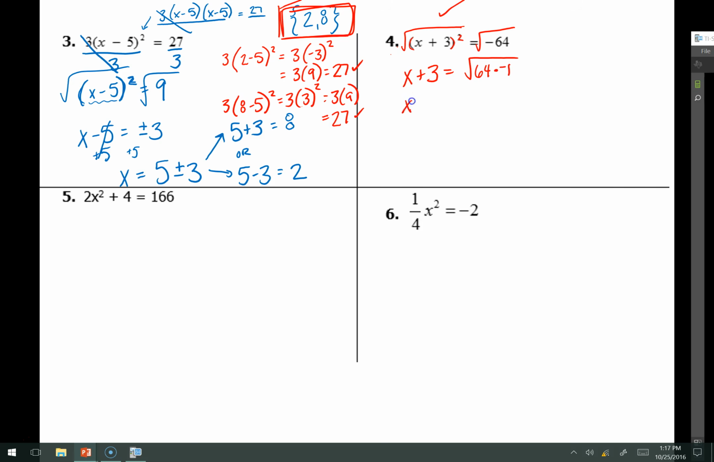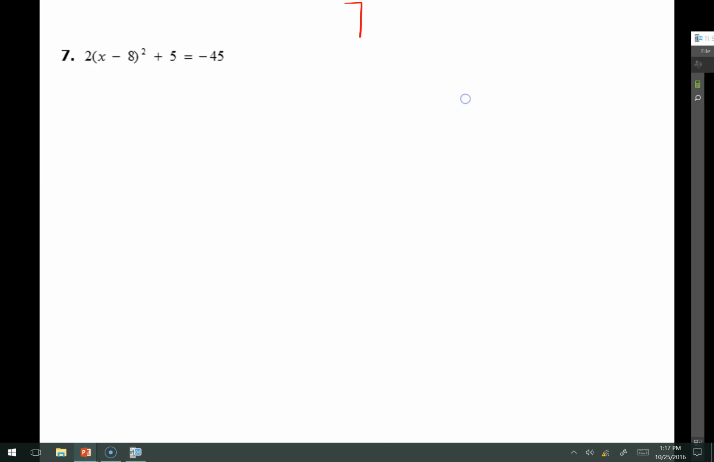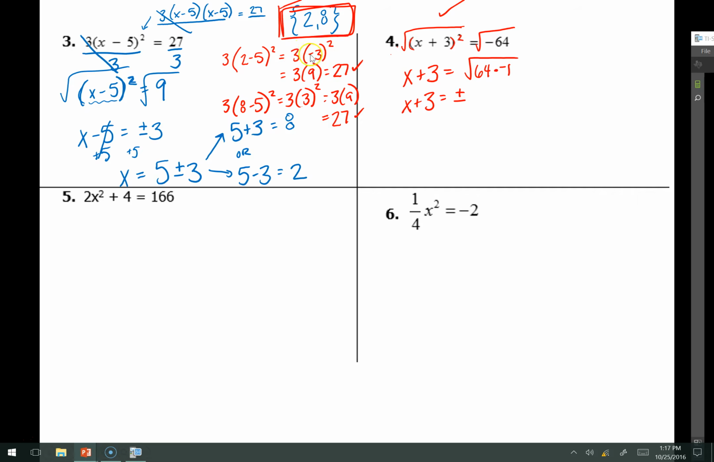So you've got x plus 3 is equal to plus or minus, because I'm taking an even square root, and then the square root of 64 is 8. The square root of negative 1, remember, is i, because i is defined as the square root of negative 1. Do you remember what i squared is equal to? It's equal to just negative 1. So again, this very important information from a previous lesson is something we're going to continue to use.